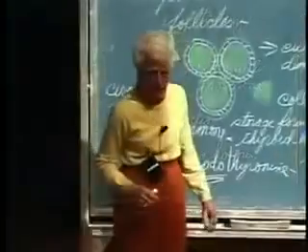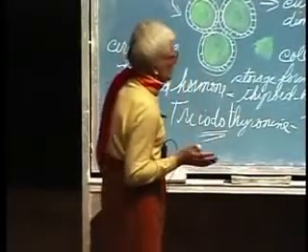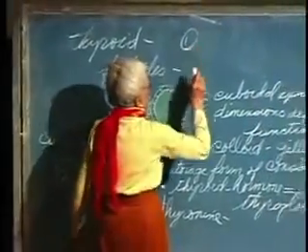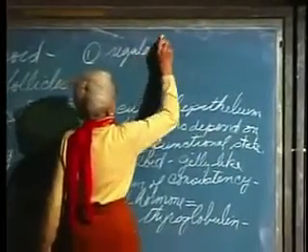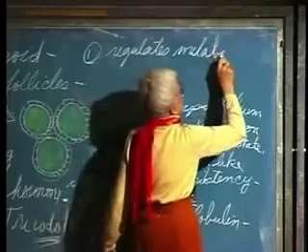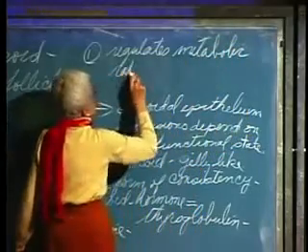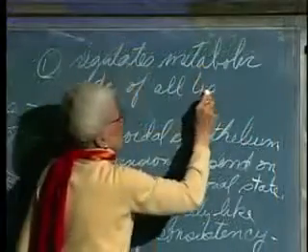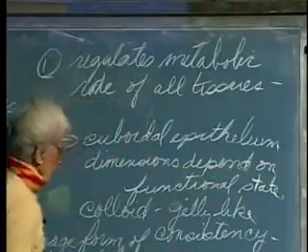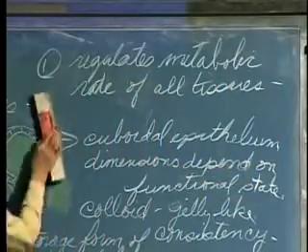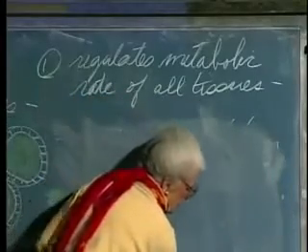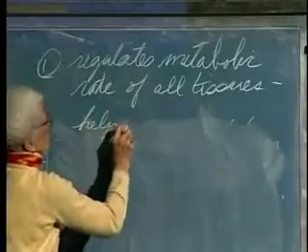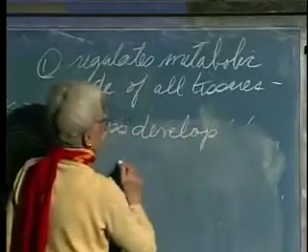So now, let's ask the question first. What's the purpose of the thyroid hormone? What does it do? It regulates the metabolic rate of all tissues. And it functions in the development of the nervous system. You need the thyroid hormone to develop a healthy nervous system.